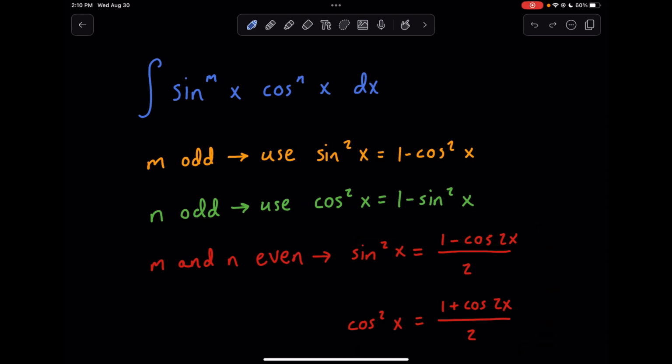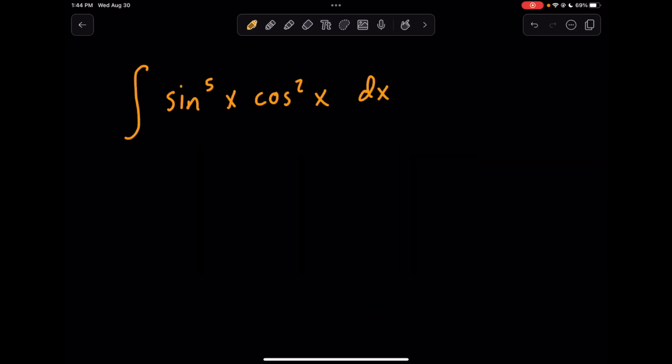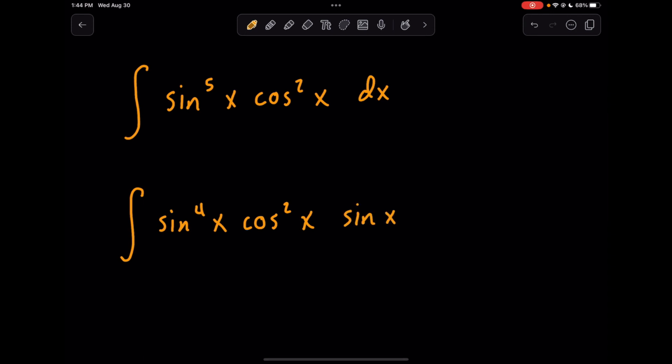Now I'm going to go over 3 examples using each of these cases. Alright, so in this first example here, our sine has an odd power, and our cosine has an even power. So we're going to rewrite this as sine to the 4th x cosine squared x, and we just took out a sine x, so we'll have sine x dx.